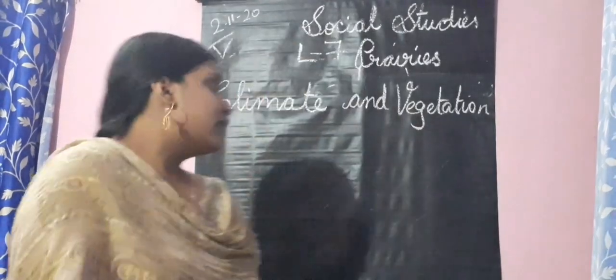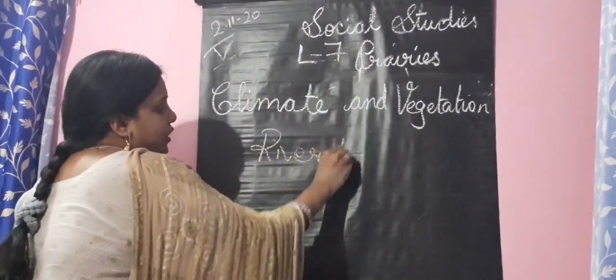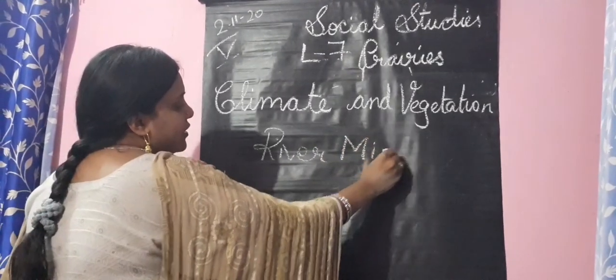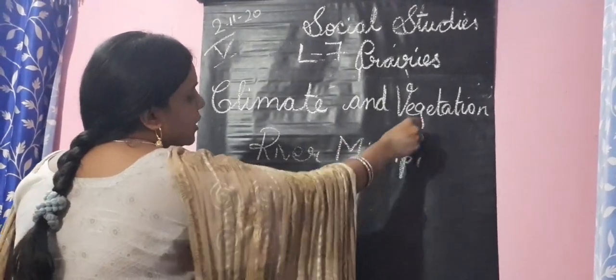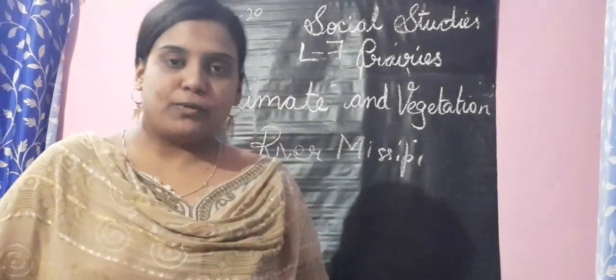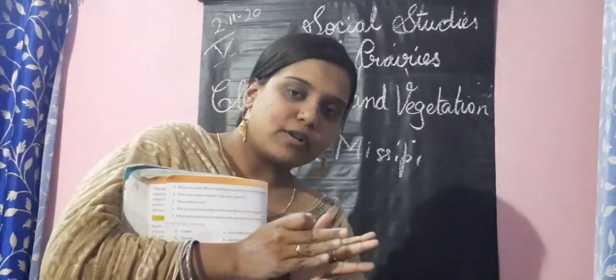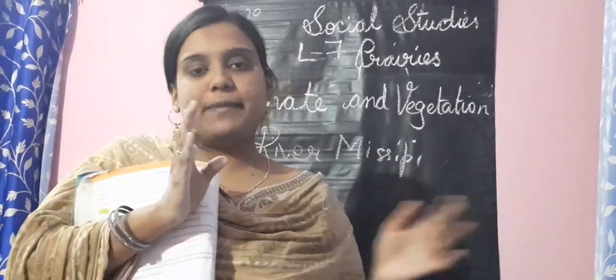The region is watered by the river Mississippi and its major tributary Missouri. The Mississippi has more than 40 tributaries. In simple and short form, the region is watered by the river Mississippi, which flows there along with the tributaries. Tributaries, children, are small rivers that join and make a big river.